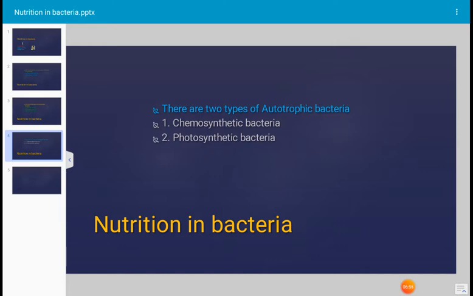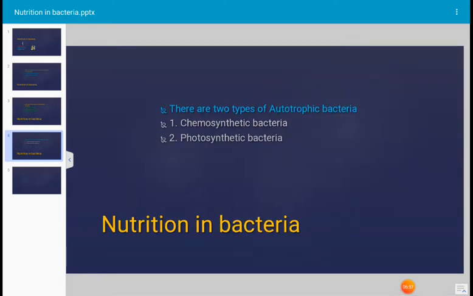In these reactions, chemical bonds are broken and energy becomes available. Such energy is then used within the cell to combine carbon dioxide and water into a food molecule, specifically carbohydrate. In this way carbohydrate is produced. The whole process is called chemosynthesis. And another type of autotrophic bacteria is photosynthetic bacteria.